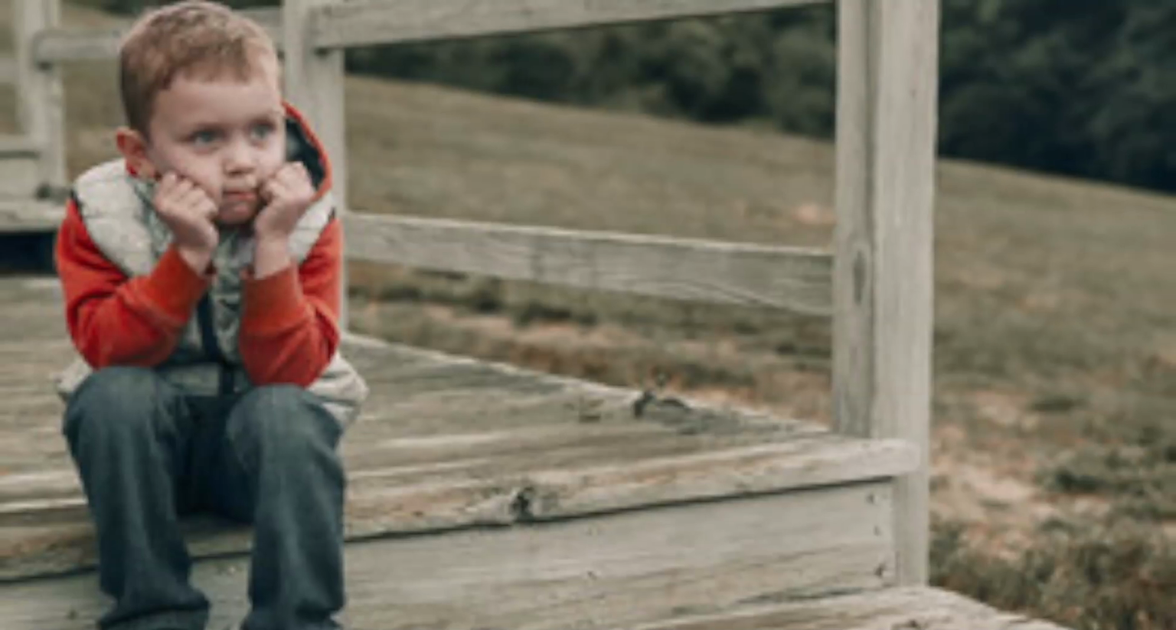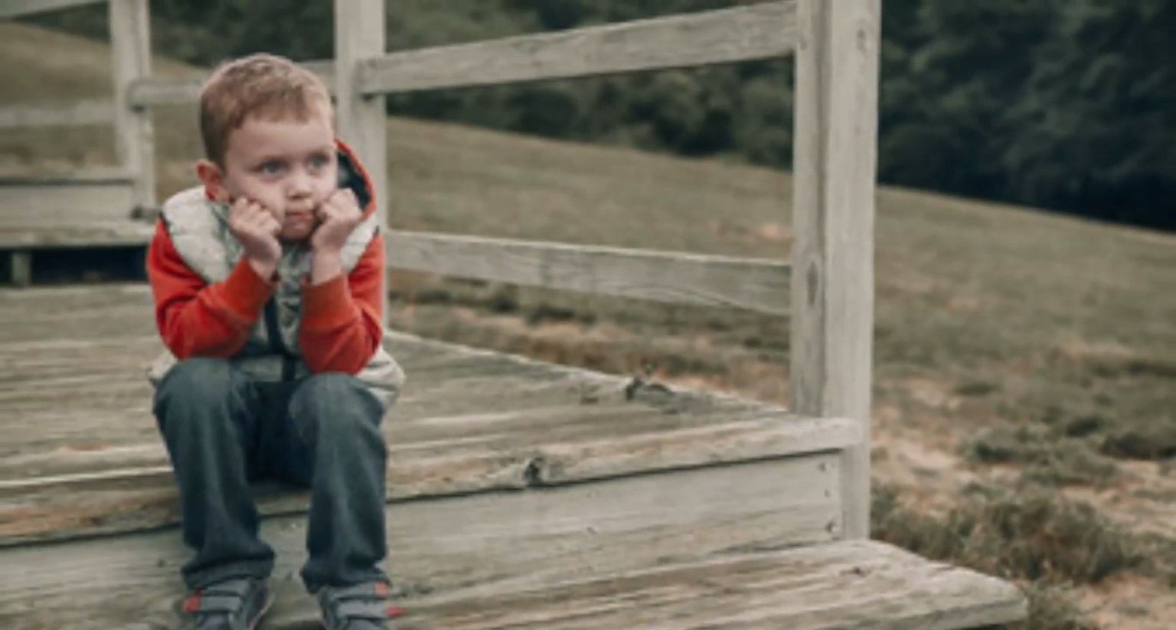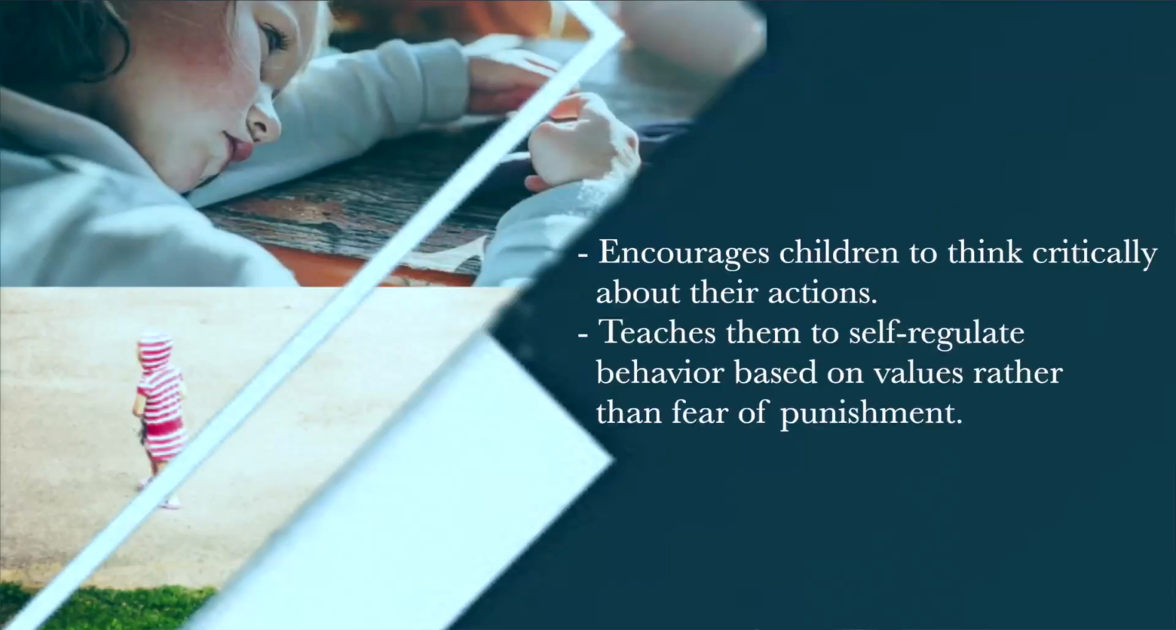Lastly, one of the most serious hazards is relying too heavily on authoritarian discipline. This approach focuses heavily on external controls rather than helping children develop internal self-discipline. For example, a child who is always told what to do may struggle to make independent moral decisions later in life. To avoid this, caregivers should adopt a democratic approach that encourages children to think critically about their actions, and teaches them to self-regulate behavior based on values rather than fear of punishment.